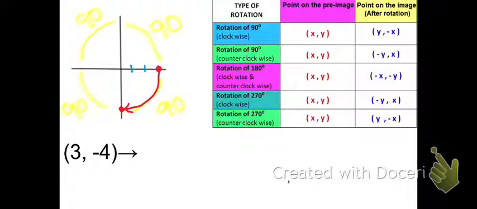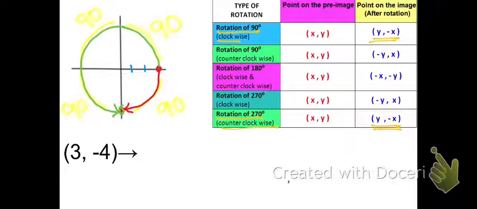But I could have instead gone 270 degrees, so 90 plus 90 plus 90, that's 270 degrees, counterclockwise. And I would end up at the same exact point. That is why this one is the same as this one.